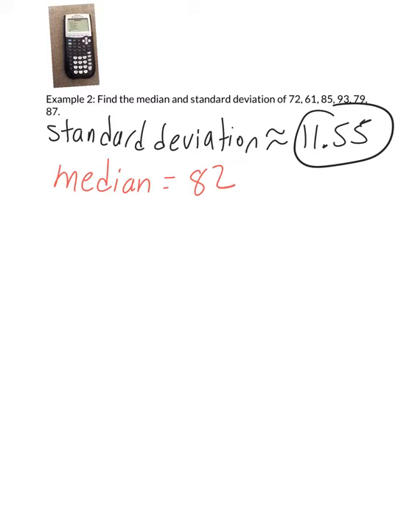So if you wanted to see how to get the answer of 82 for the median longhand, step 1, got to rearrange your data from smallest to greatest. The smallest was 61. Next up was 72. Then 79.